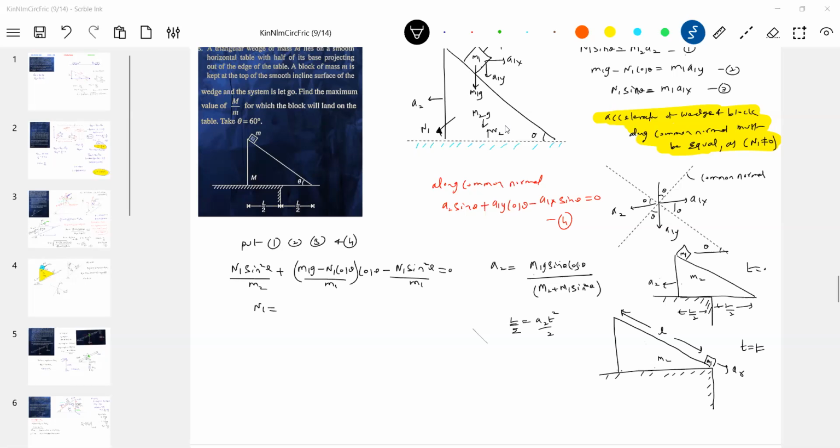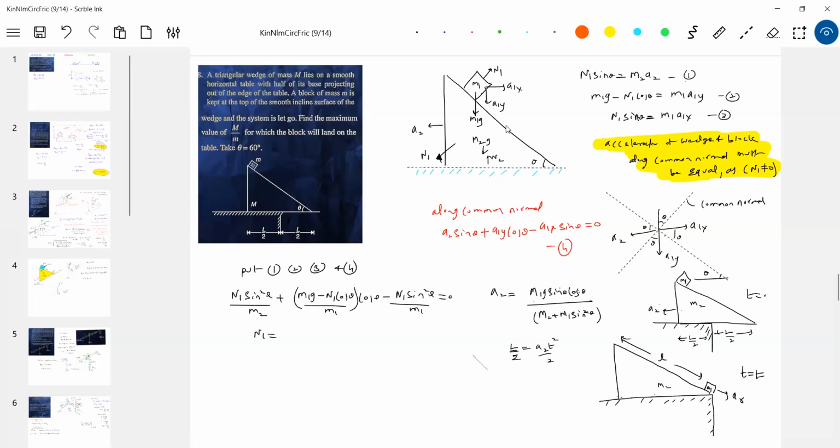Find the maximum value of M for which the block will land on the table. A2 equal to A1x? Okay, fine, it is available. M2 A2 equals M1 A1x. From that, we'll get A1x. Then the component of acceleration with respect to the ground: how much should it move? L by 2. We can do it here only. So in that interval, L by 2 should be equal to A1x T squared by 2.